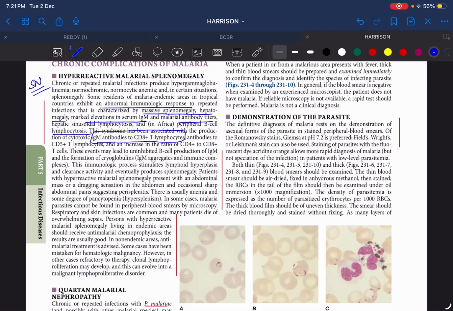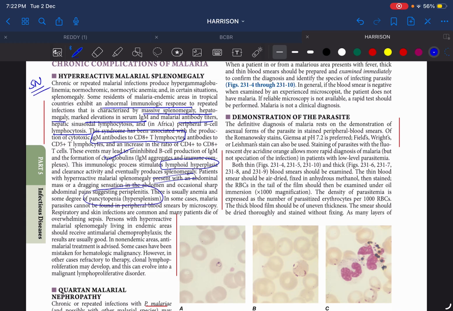So there is uninhibited B cell production of IgM and formation of cryoglobulins. Cryoglobulins are nothing but IgM aggregates and immune complexes. Remember, this causes lymphoid hyperplasia and finally produces splenomegaly. This is called hyperactive malarial splenomegaly, where the patient characteristically presents with a mass or a dragging sensation in the abdomen, or sharp abdominal pain, which suggests perisplenitis, that is infection of the splenic capsule. It is also associated with pancytopenia, anemia, thrombocytopenia, and leukopenia because of hypersplenism.